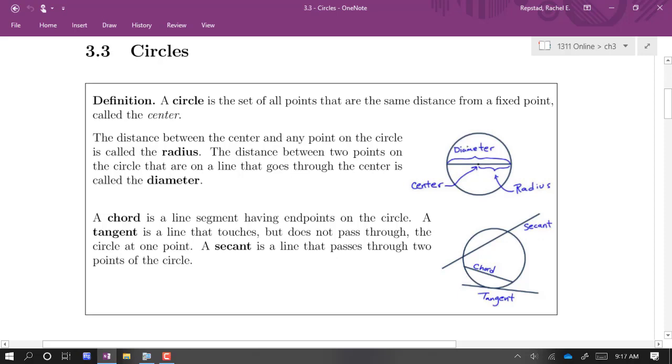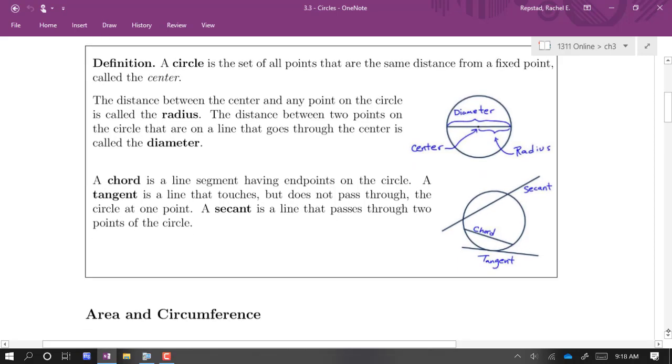So a diameter is a line that goes from one point on the circle to another point on the circle, but through the center. The radius is just from the center out to any point on the circle itself. These next ones may be unfamiliar to us. A tangent line is a line that just barely touches a circle at one point.